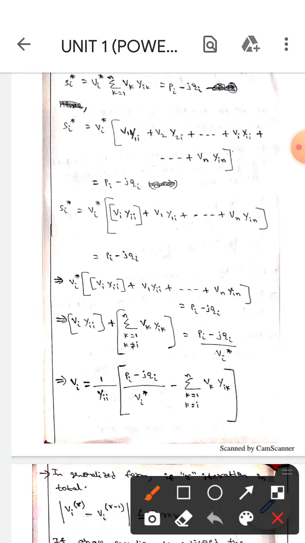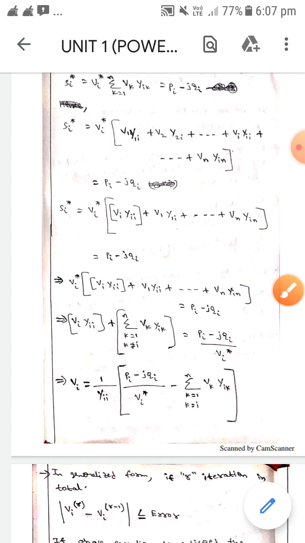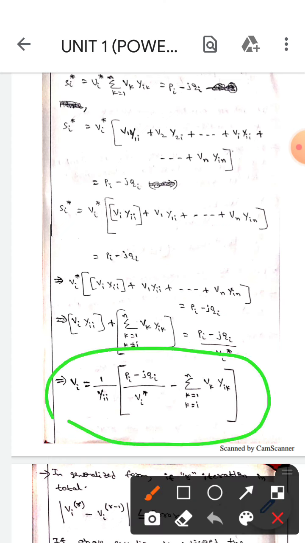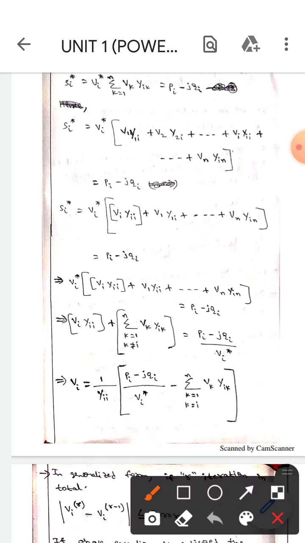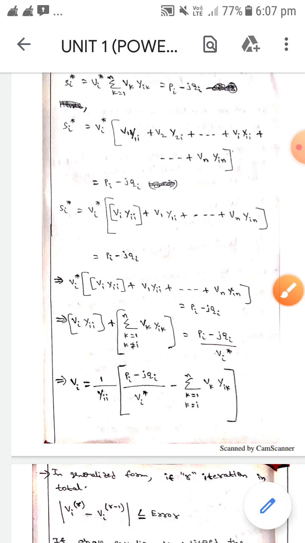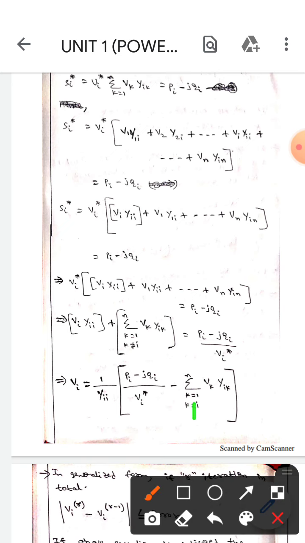So in order to find the Vi value, we will put this into the RHS side, and we will take this also into the RHS side. Then the equation becomes Vi equals 1 by Yii into Pi minus jQi by Vi conjugate minus sigma k equals 1 to n. Here we should put k not equal to i, guys. Please correct it: k not equal to i, and Vk into Yik.